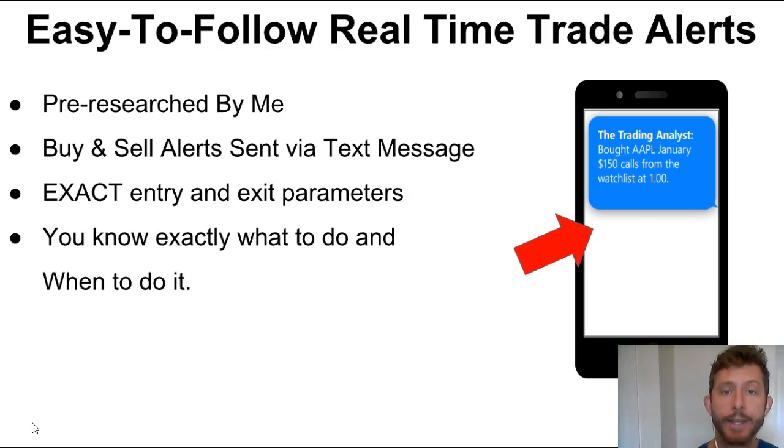And the main thing that you're going to get here is access to the easy-to-follow real-time trade alerts. And all of these trades are pre-researched by me, so you can always count on that. These are both buy and sell alerts sent via text message, just like the ones that you saw today, with exact entry and exit parameters. We discussed the stop loss as well, as you saw on the private Twitter. We also have the ability to know exactly what to do and when to do it. Whenever I'm getting in a trade, I'm sending out an alert. When I'm getting out of a trade, I'm sending you an alert.